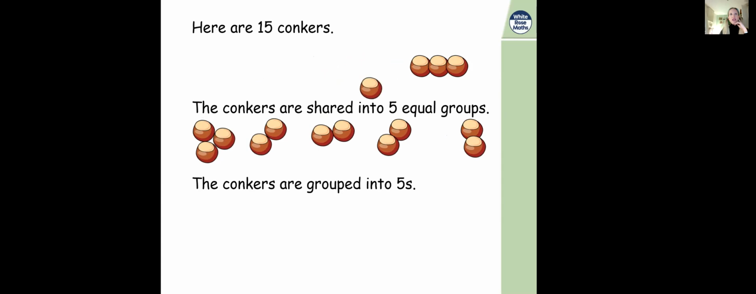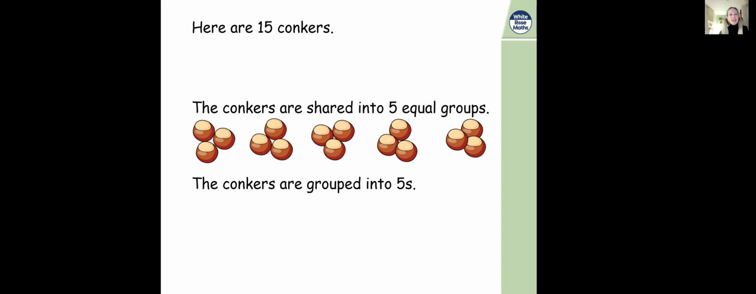Now there's 3 in the first group, 3 in the second, 3 in the third, 3 in the fourth, 3 in the 5th group. How many have we got in each group? That's right, 3. There are 3 conkers when you share 15 out equally into 5 groups. Well done if you did that right.